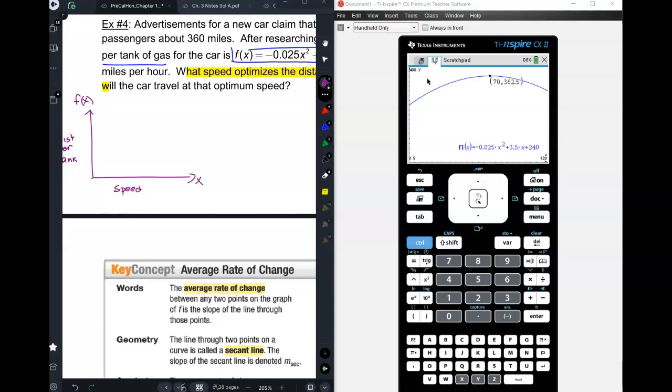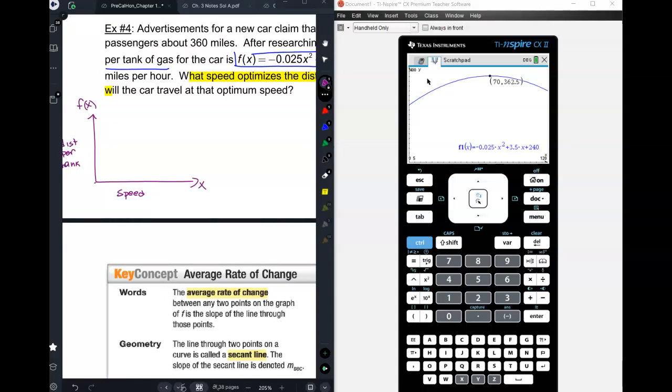Okay, but that doesn't sound very reasonable, because if you get out and push... Okay, so the maximum is 70, 362.5. Okay, so this is the speed. This is the maximum distance.